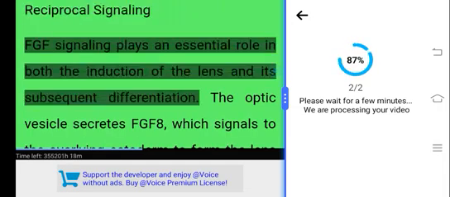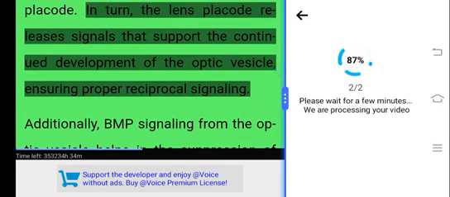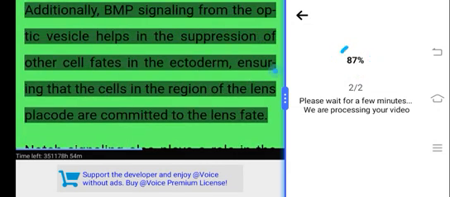Reciprocal signaling. FGF signaling plays an essential role in both the induction of the lens and its subsequent differentiation. The optic vesicle secretes FGF8, which signals to the overlying ectoderm to form the lens placode. In turn, the lens placode releases signals that support the continued development of the optic vesicle, ensuring proper reciprocal signaling.